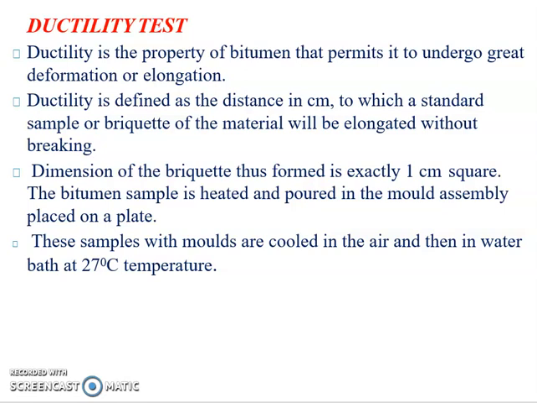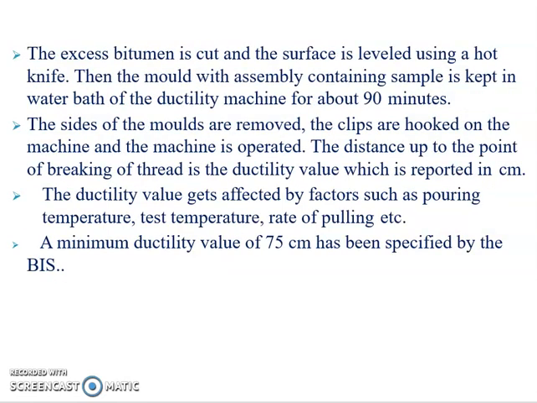The bitumen sample is heated and poured in the mold assembly placed on a plate. These samples with molds are cooled in the air and then in a water bath at 27 degrees temperature. The excess bitumen is cut and the surface is leveled using a hot knife. Then the mold assembly containing the sample is kept in the water bath of the ductility machine for about 90 minutes. The sides of the molds are removed, the clips are looped on the machine and the machine is operated.